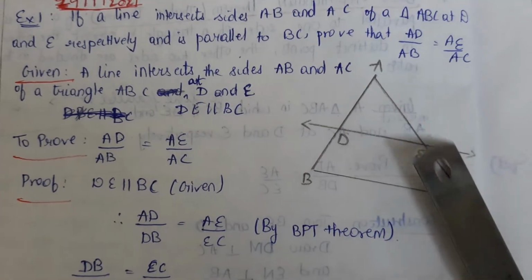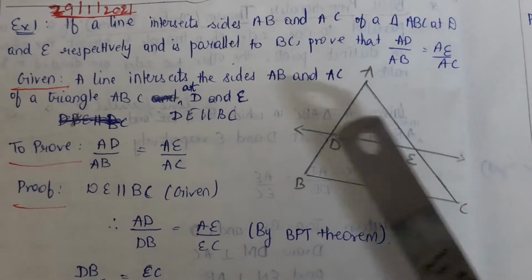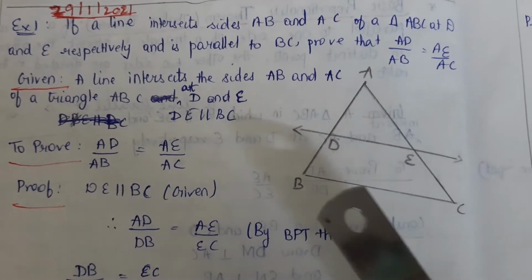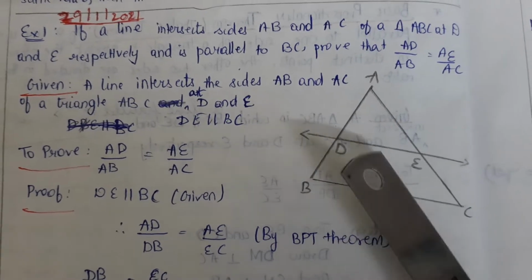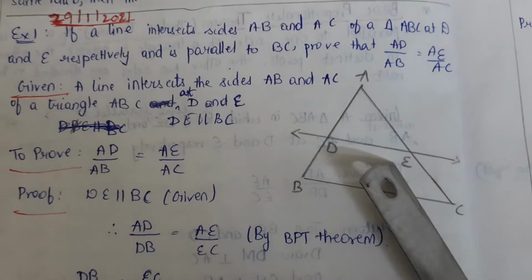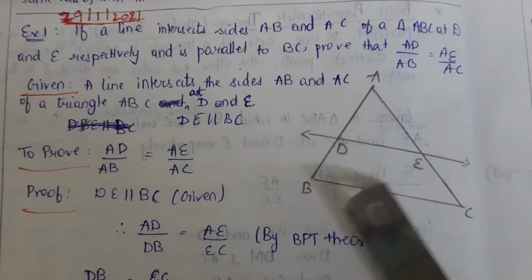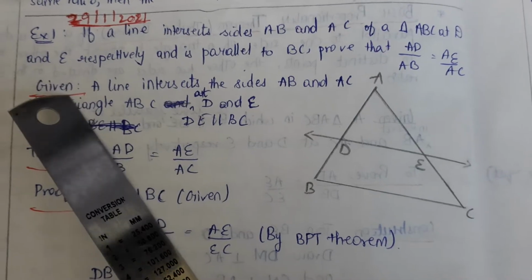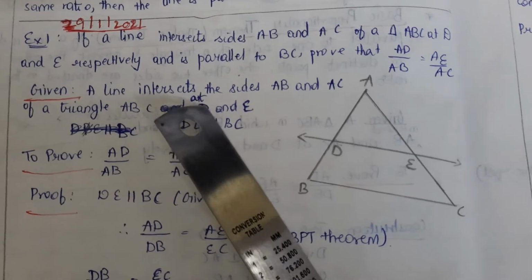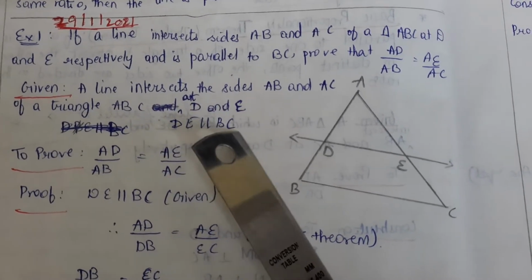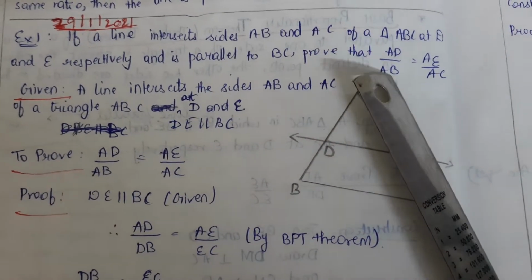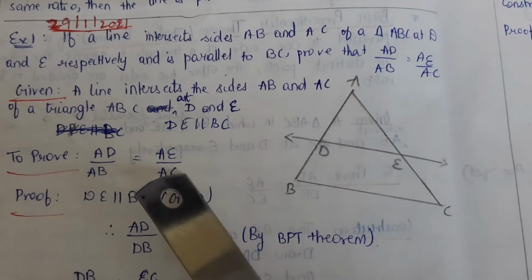So you are going to draw a triangle. This is a line which is intersecting AB and AC at D and E, and this DE is also parallel to BC. You know very well, when a line is parallel to the third side, then the sides are in the same ratio. So using that concept, that is the BPT theorem, we are going to prove this. Let us write what is given here. A line intersects the sides AB and AC of a triangle ABC at D and E, and DE is parallel to BC. This is what is given in the question. To prove: AD by AB is equal to AE by AC.